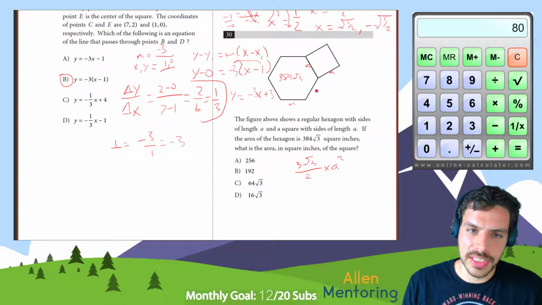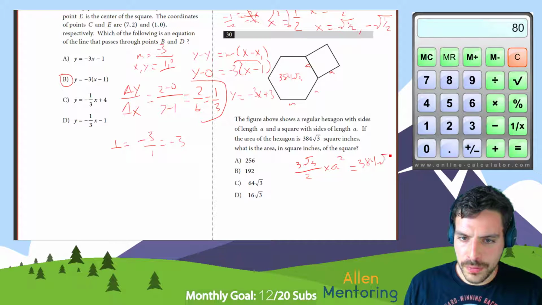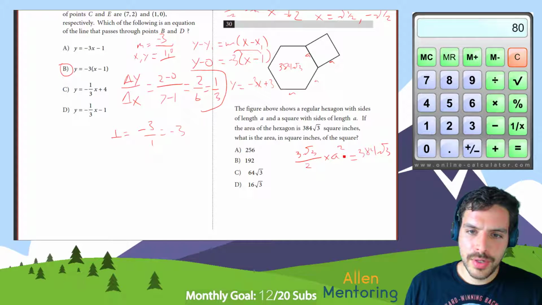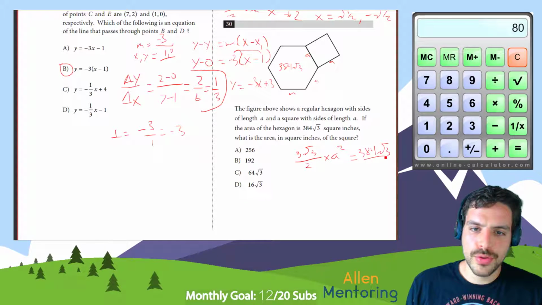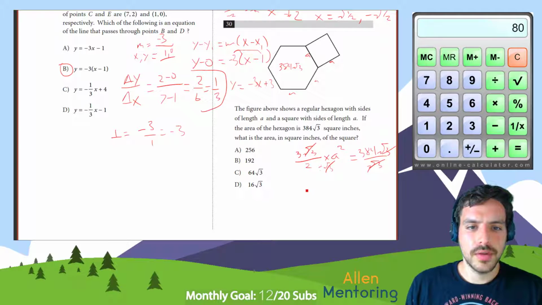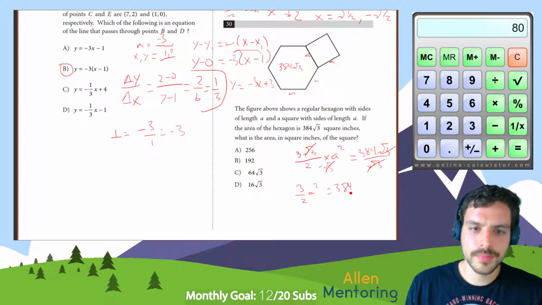Because a is each of the sides. So in our case, the area is equal to 384 root 3. So how do we solve for a in this case? First thing we want to do is divide root 3 on both sides. We see that root 3 exists on both sides. So we're going to divide this side by root 3, and then we can just cancel these out on both sides. Now we have 3 halves times a squared is equal to 384.